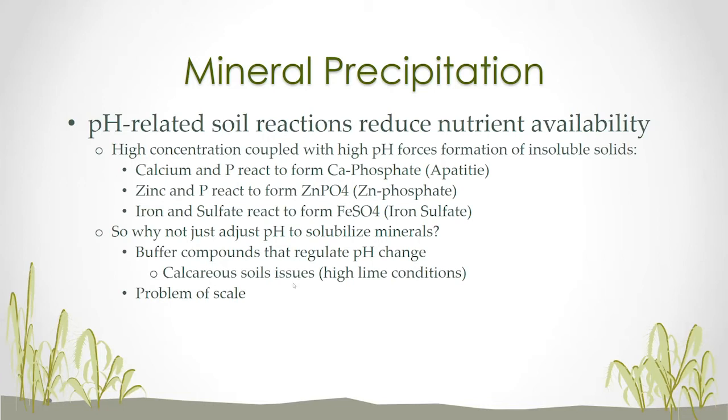So I get a lot of questions. If that's the case, if pH drives so much the availability, particularly of these really challenging elements like iron and zinc, why don't we just change the pH of the soil? Why don't we just adjust it to more acidic conditions? And I'll give you an idea of why that's a very difficult problem of scale in our alkaline soils. We have a lot of buffering compounds in our soils, particularly in our highly calcareous soils or high lime conditions.